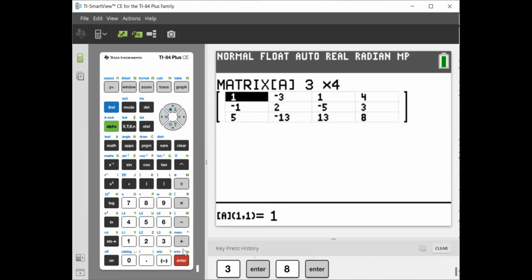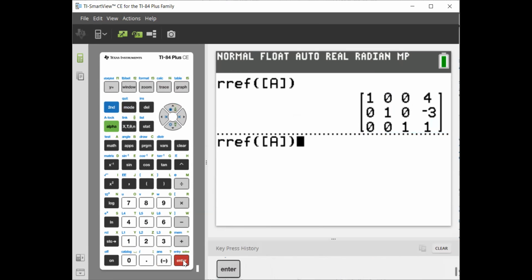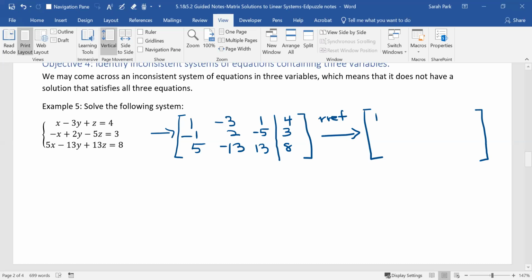Okay, double checking that our values are correctly entered, and then quit out of that screen. Just going to copy and paste this function. So it gives us a new reduced row matrix. So let's head back to our page and copy that down. So it looks like 1, 0, 13, and 0, 0, 1, 4, 0, 0, 0, 0, 1.